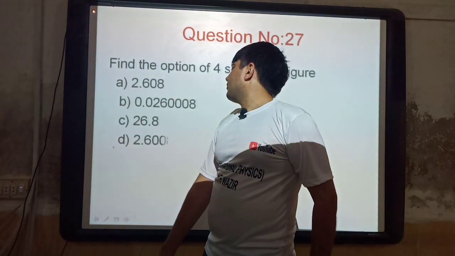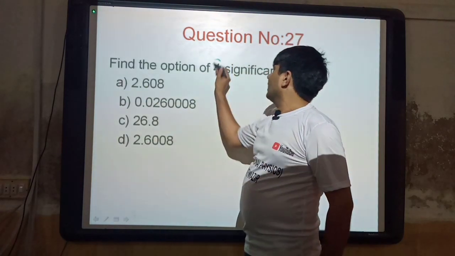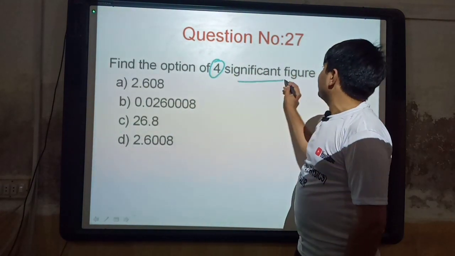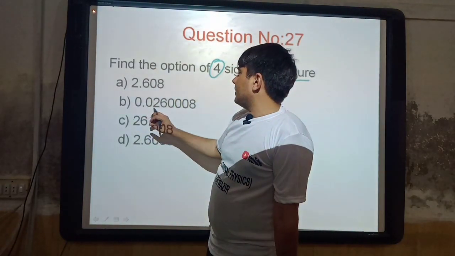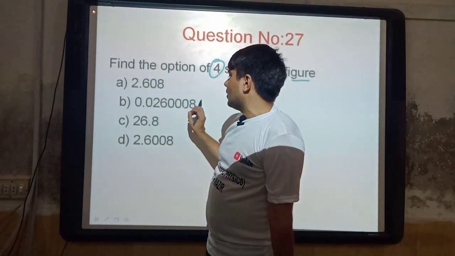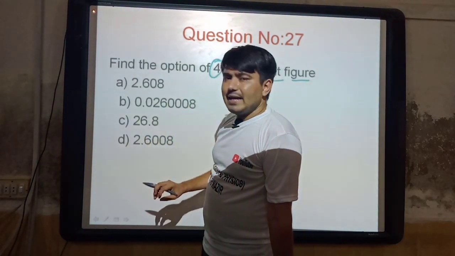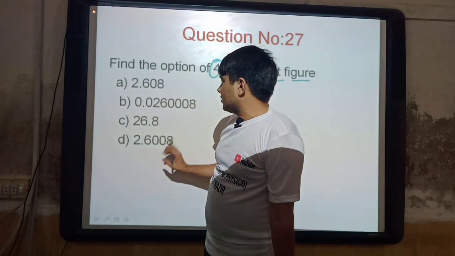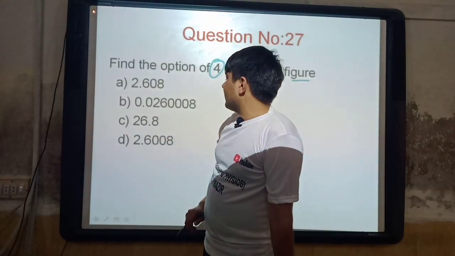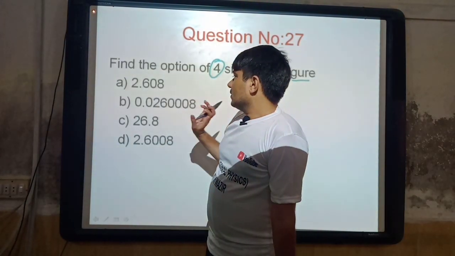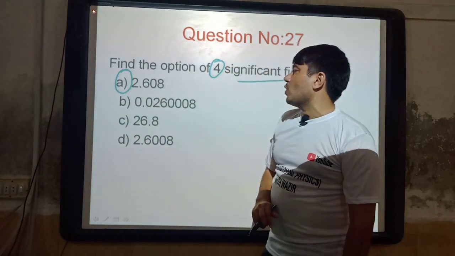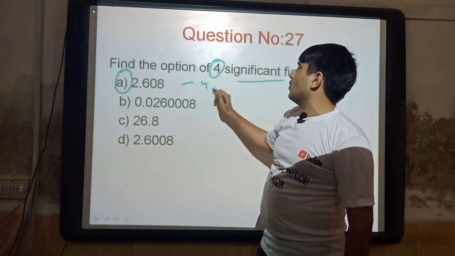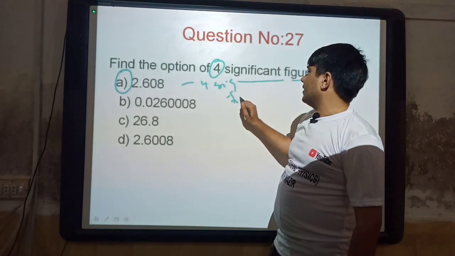The option for 4 significant figures: 2.608, 0.026008, 26.8, 2.6008. Which option is correct? The A option is correct. 2.608 consists of 4 significant figures.